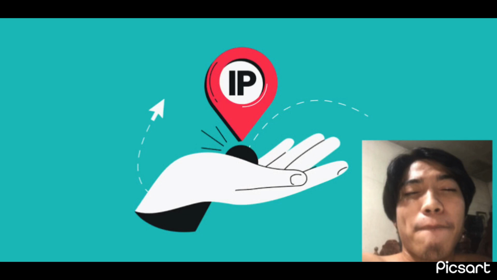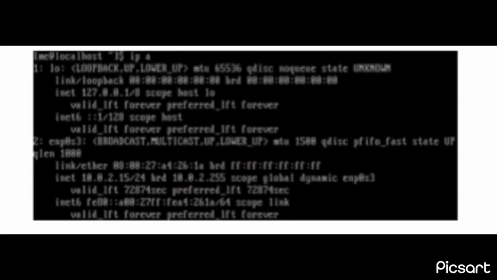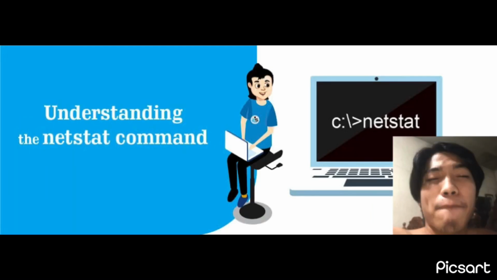Ang IP command ay napakahalaga sa pagkumpigura ng mga network settings tulad ng pagset ng IP address, subnet mask, gateway, at iba pa. Maaari rin itong magamit para sa pag-create ng VLANs, pag-configure ng tunnel interfaces, at marami pang iba.